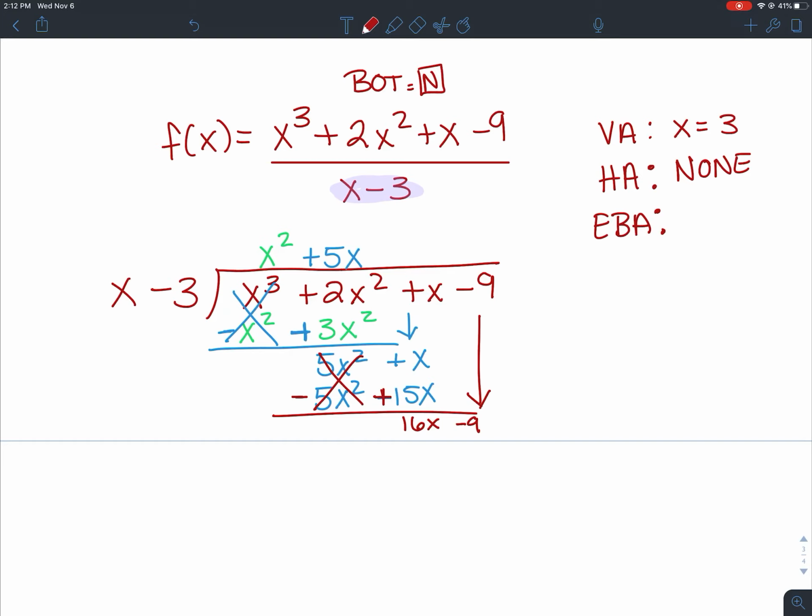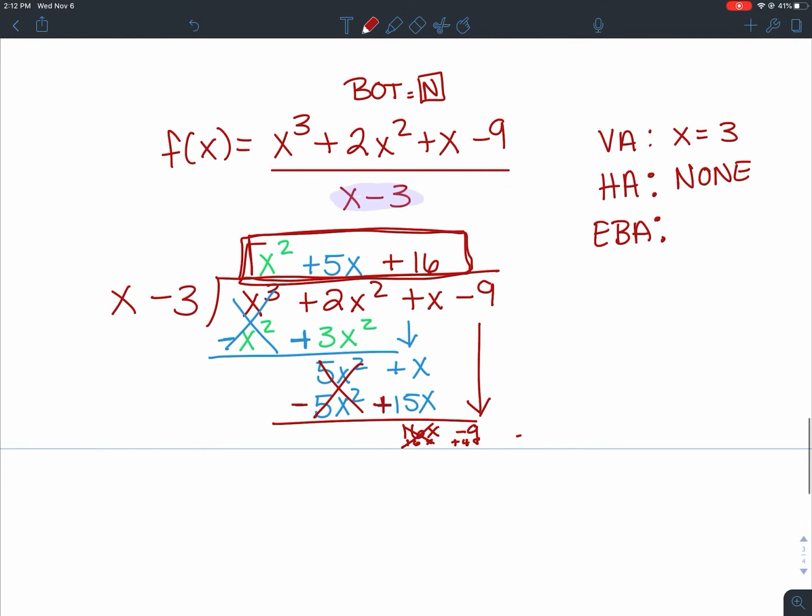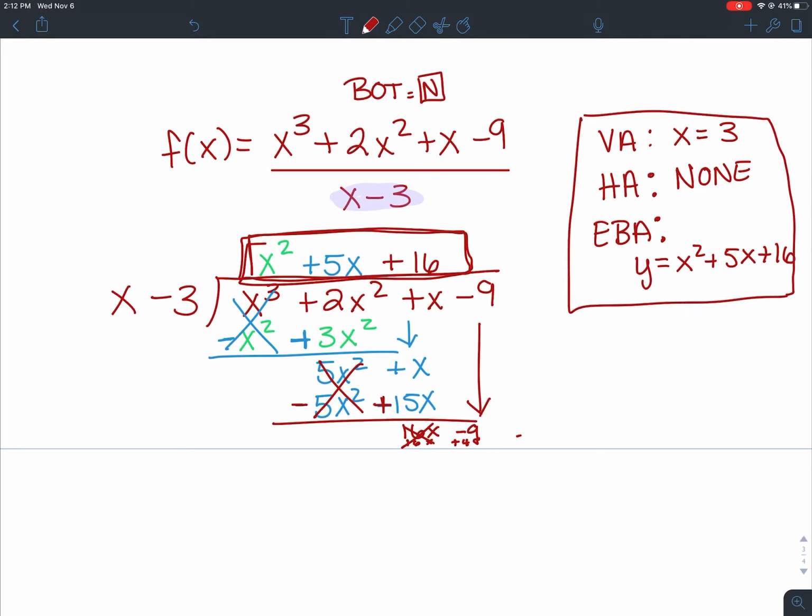X times 16 is plus 16x. So then I'm left with 16x plus 48. Well, these are gone, and then I don't have any x's, so that's going to end up being my remainder. I don't even have to worry about that, because the remainder is not my end behavior asymptote, just what goes in evenly. So the end behavior asymptote is that whole quadratic, y equals x squared plus 5x plus 16. So it's actually a parabola that's controlling those ends.